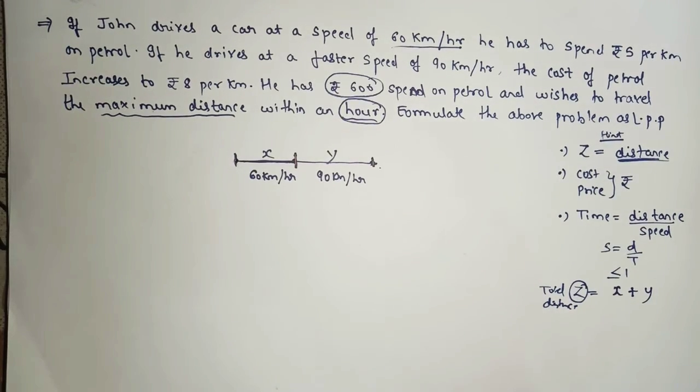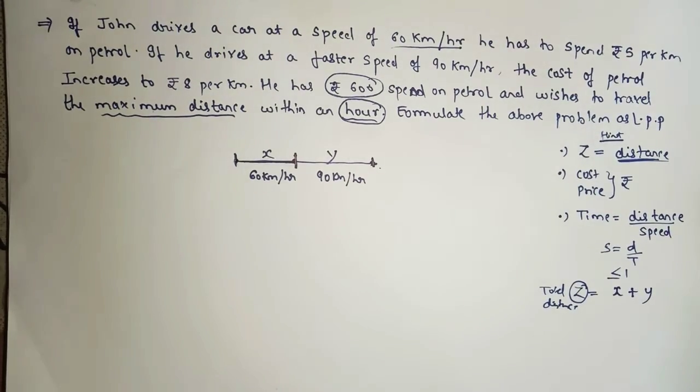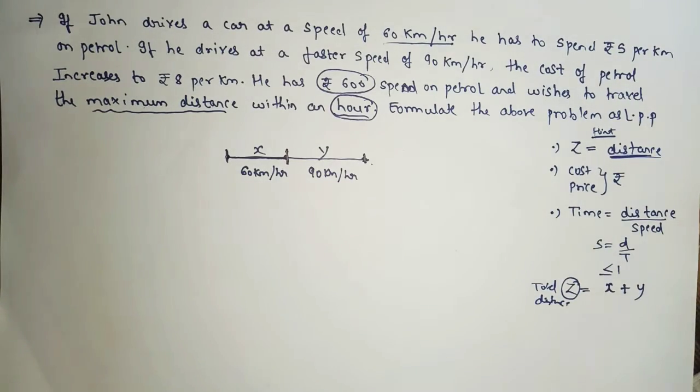As I told you, whenever you come across sums based on speed, distance and time, the hint is very simple. In the distance part you will consider that sentence as z. So in this sum, where will you get z from? From the distance part, not from the speed and time. Remember this. Okay, I hope you all understood the first part, how we got the value of z.